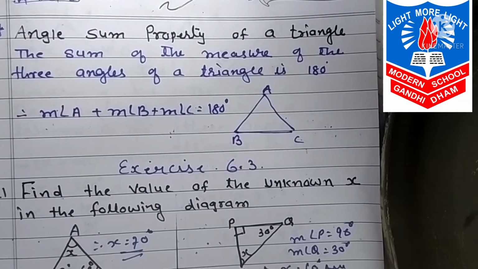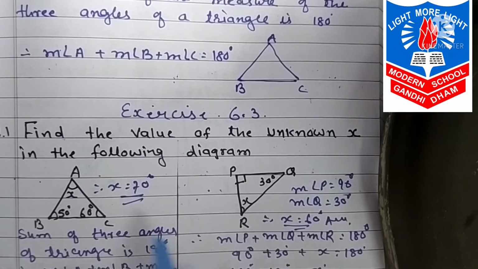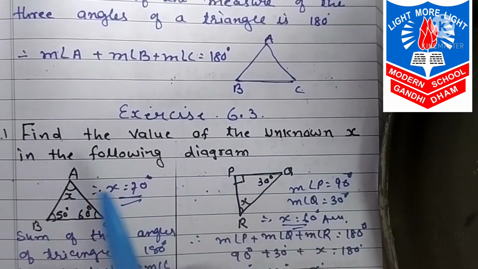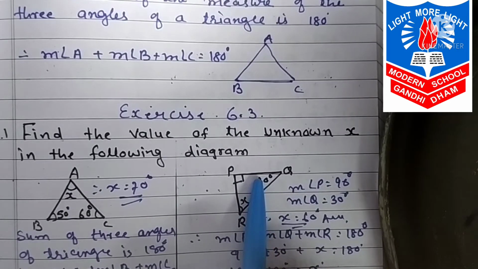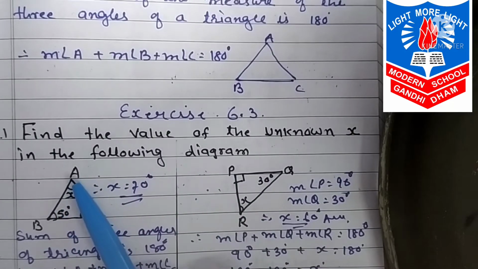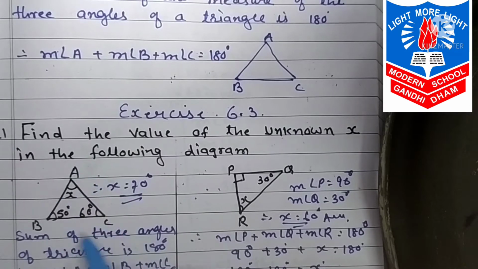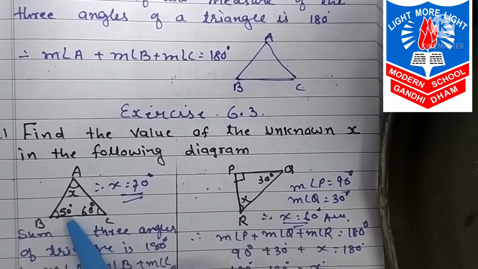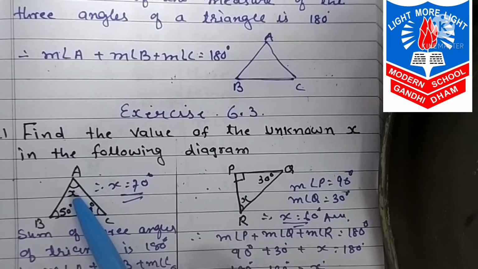Okay, let's start exercise 6.3. The first question: find the value of the unknown x in the following diagram. Here a diagram is given, you have to find the value of x. Here is the first diagram of triangle A, B and C. So you draw this triangle, right? Here the measures given are 50 degree, 60 degree and you have to find the measure of x.